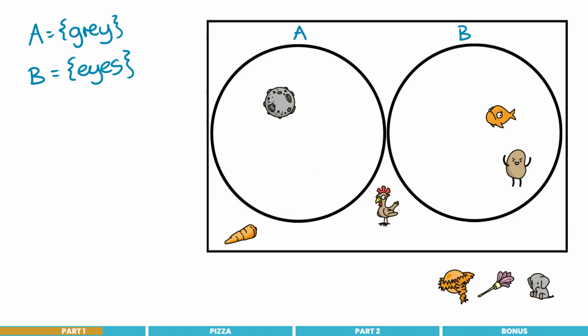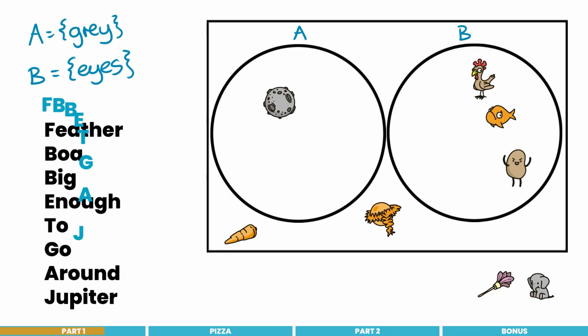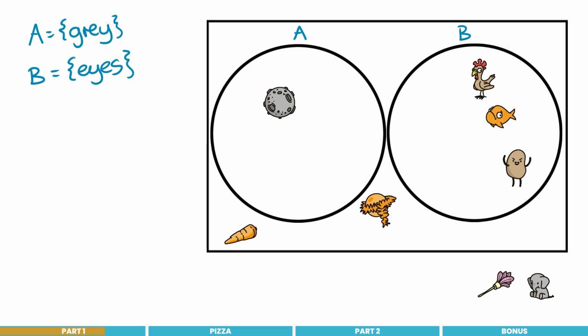Chicken, not grey. Does it have eyes? Yes. Boom, in B. Feather boa big enough to go around Jupiter. And I'm getting tired of saying that, so I'm just going to call that Fabetgaj from now on. That is not grey, and it does not have eyes, so it doesn't go in either. And the feather duster is neither grey, nor does it have eyes.